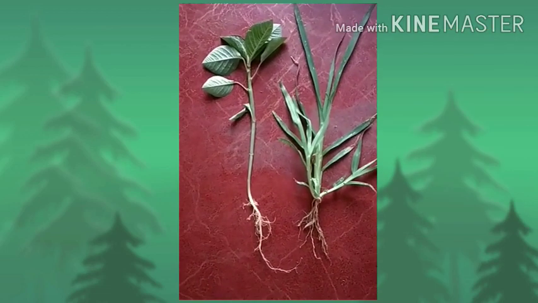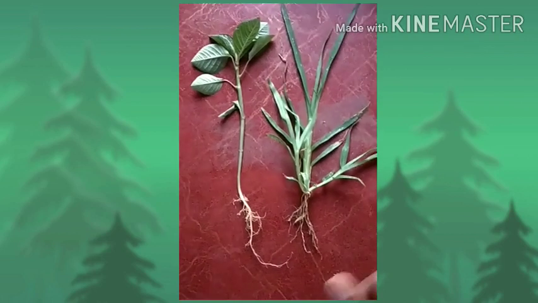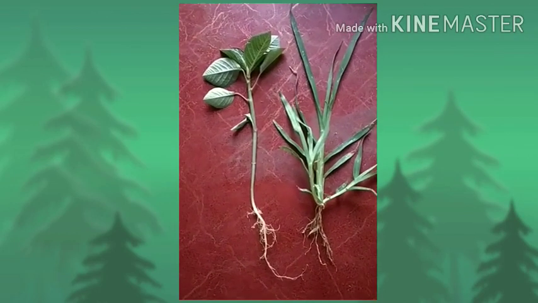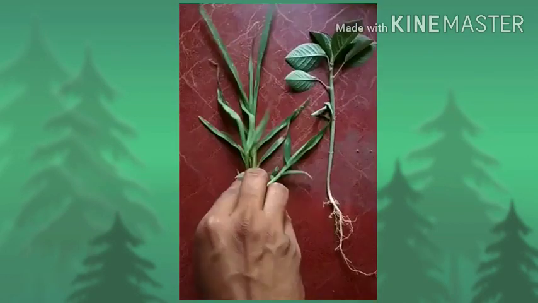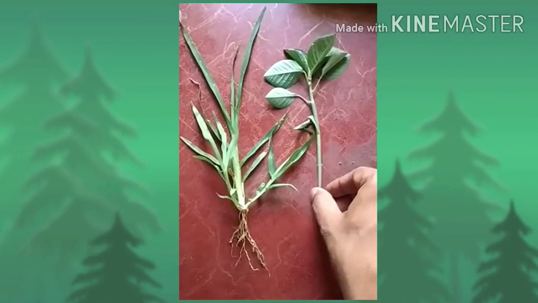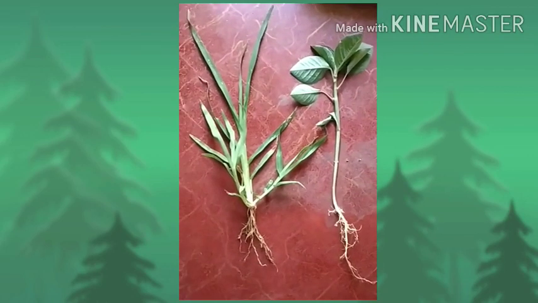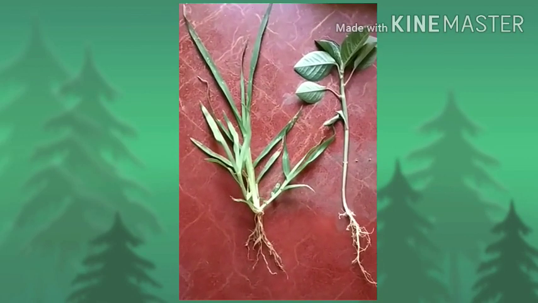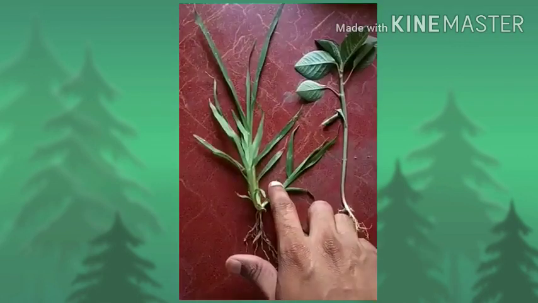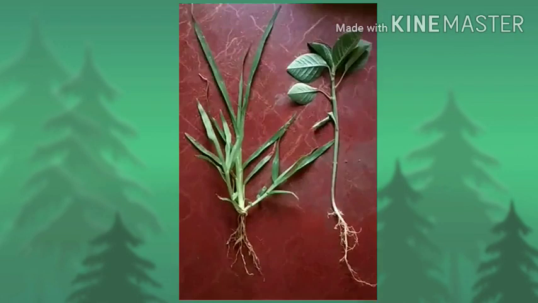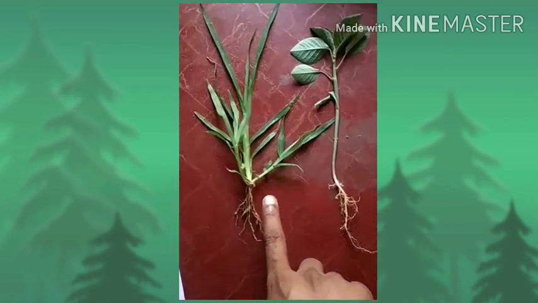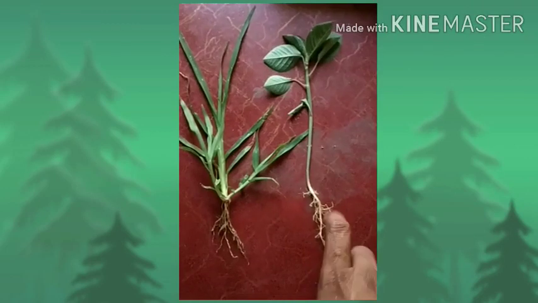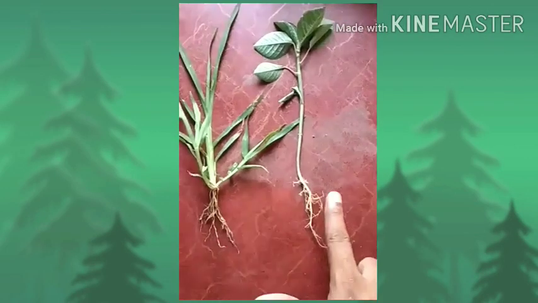So guys, we are going to discuss the difference between monocot and dicot. So here I have kept in front of you two examples, a monocot and a dicot. So how do we identify whether the given plant is monocot or dicot? There are various criteria. We are going to start with root, stem, leaves, and then flowers as well. So here I have kept two plants, one of which is monocot and the other is dicot. We'll first compare the roots of monocot and dicot.